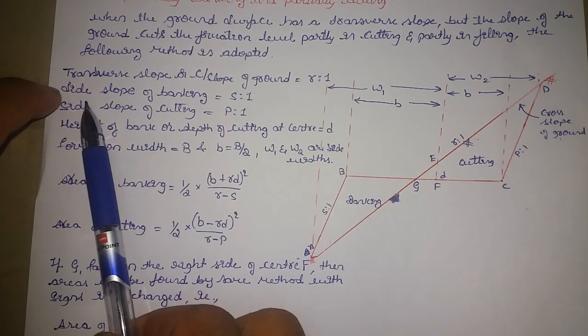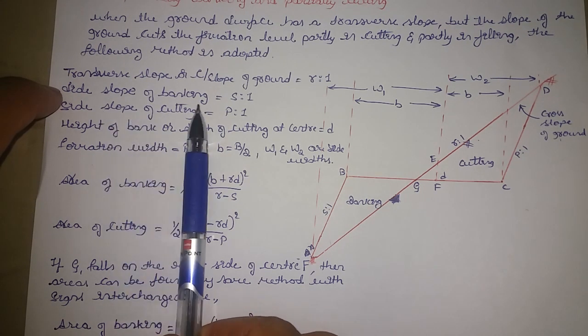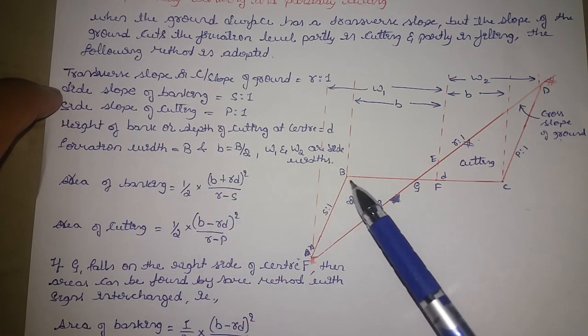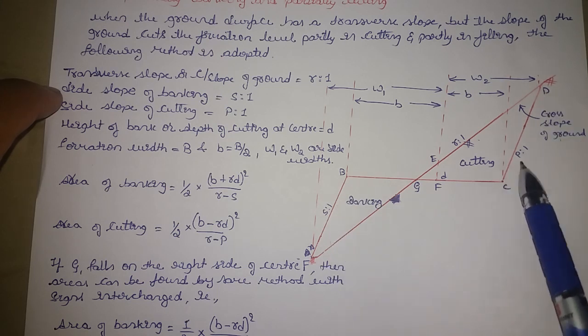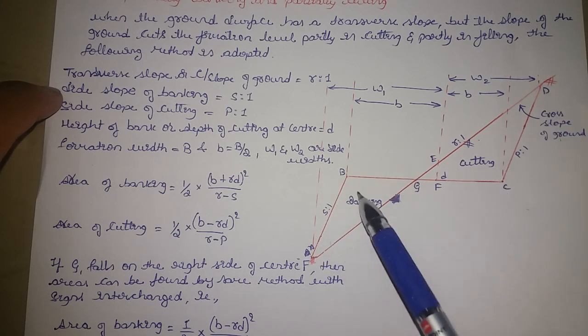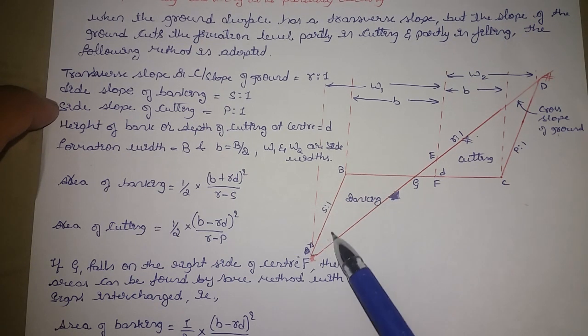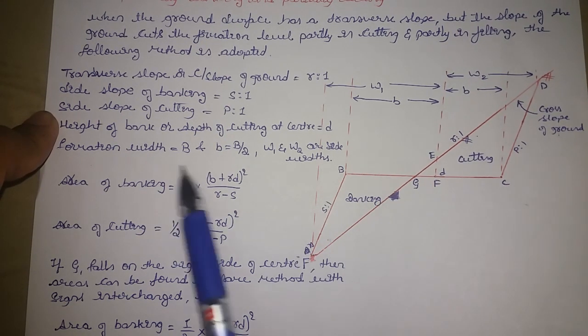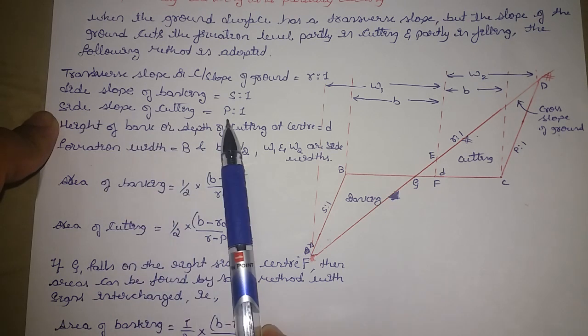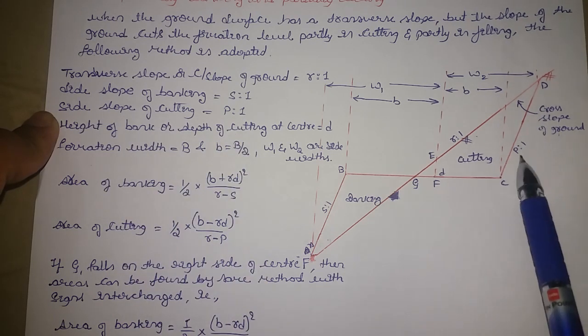Next, the side slope of the banking is s is to 1. This is the banking side slope, s is to 1. Sorry, we need to consider only the side slope of the banking as s is to 1. Whenever the side slope of the cutting is given, that is p is to 1. See here, it is written: side slope of the cutting is p is to 1.